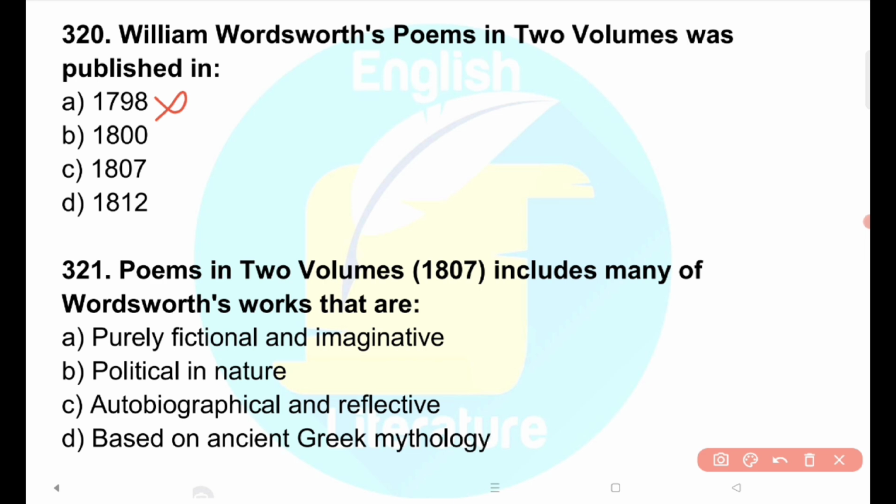Option B, 1800. The second edition of Lyrical Ballads was published in 1800. Option C, 1807. Poems in Two Volumes was published in 1807, containing famous poems like Ode: Intimations of Immortality and I Wandered Lonely as a Cloud.